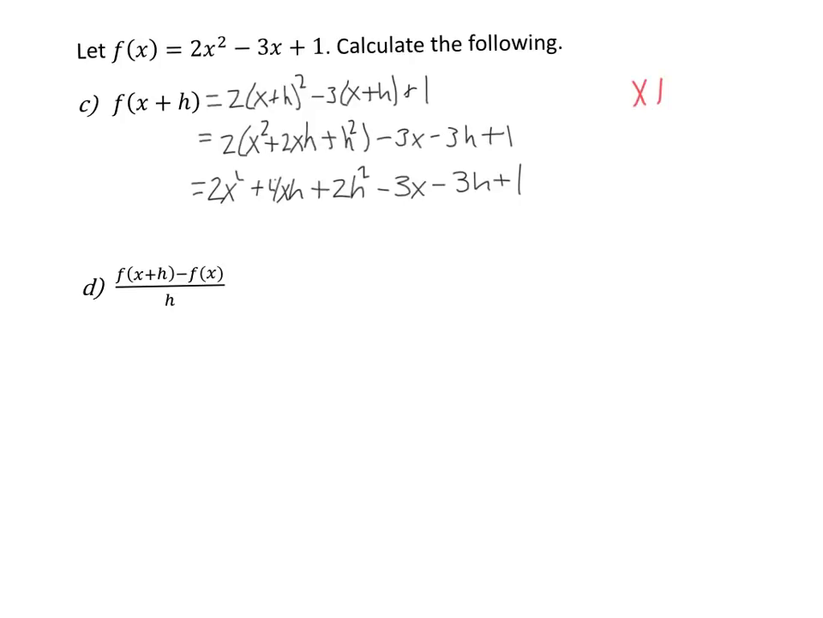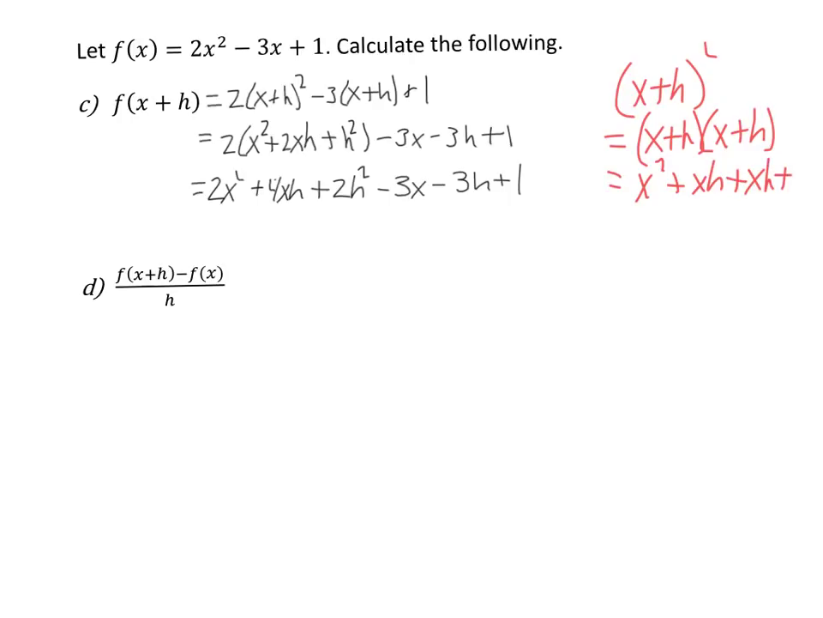X plus h squared is x plus h times x plus h. And then we FOIL. X times x is x squared. X times h is xh. H times x is still xh. And h times h is h squared. The two xh's add together to give us the 2xh that we used in our parentheses.